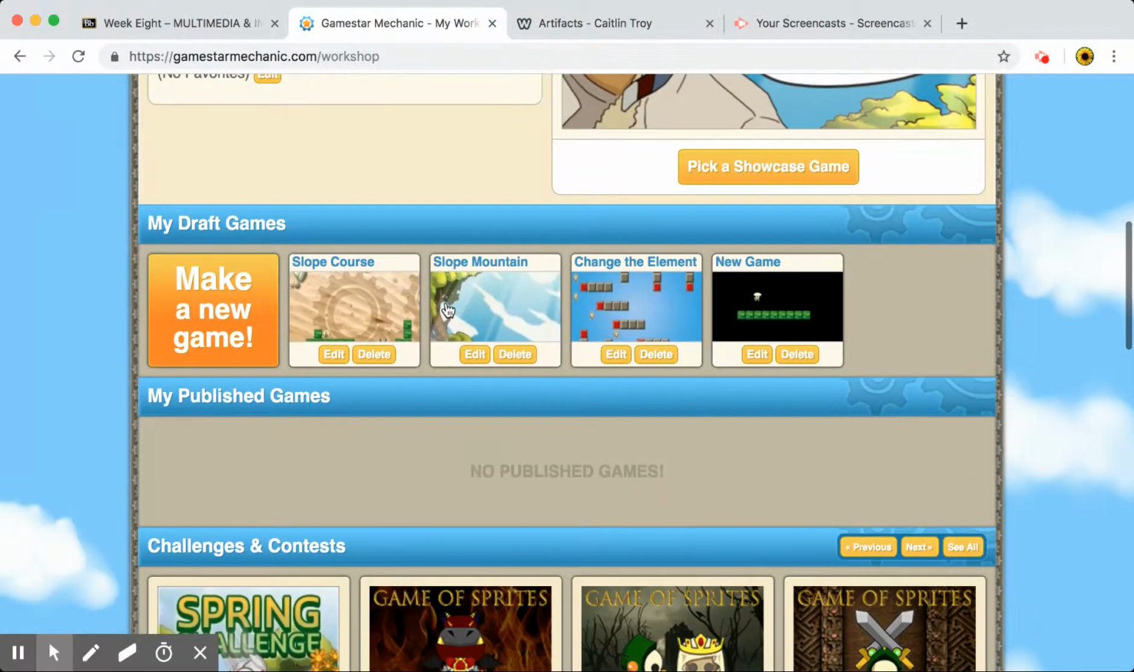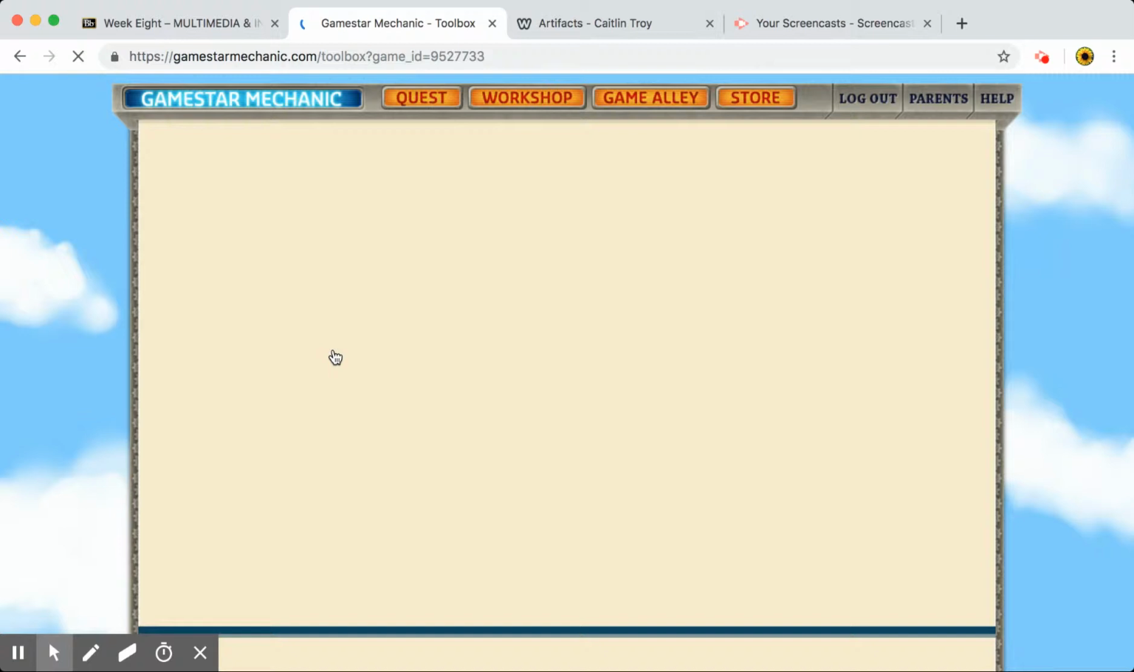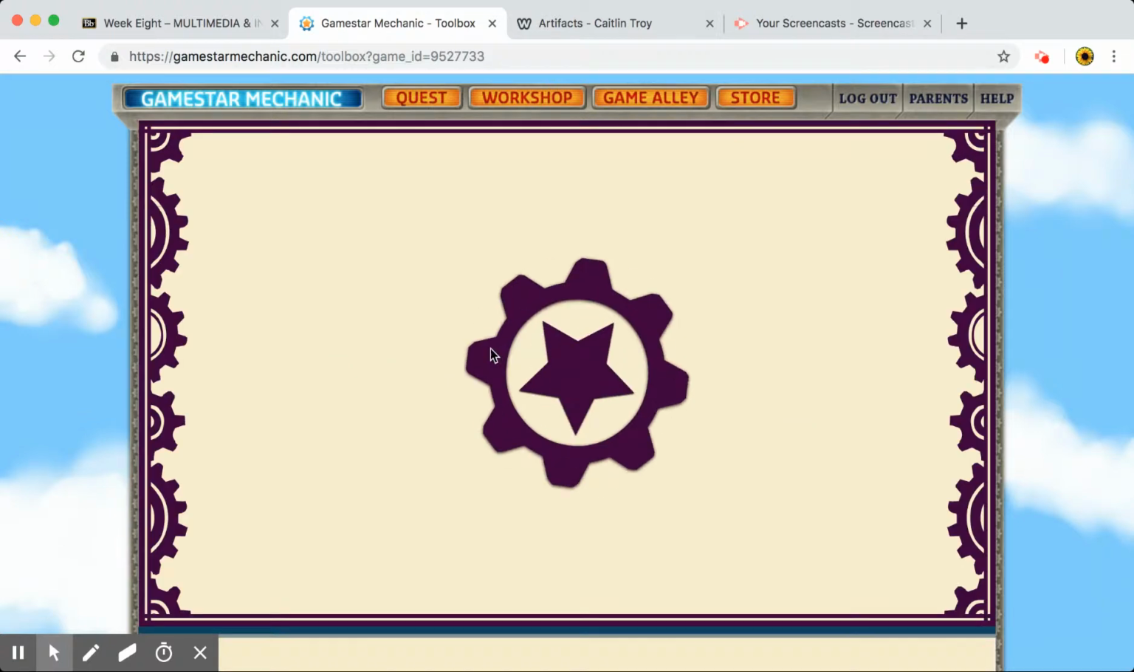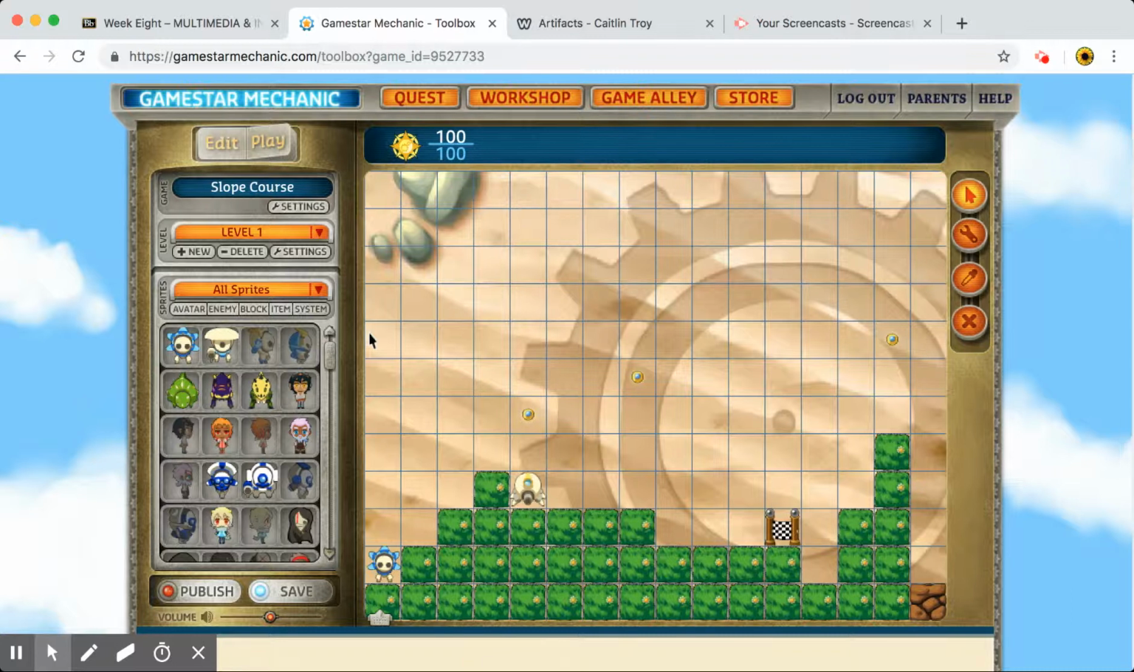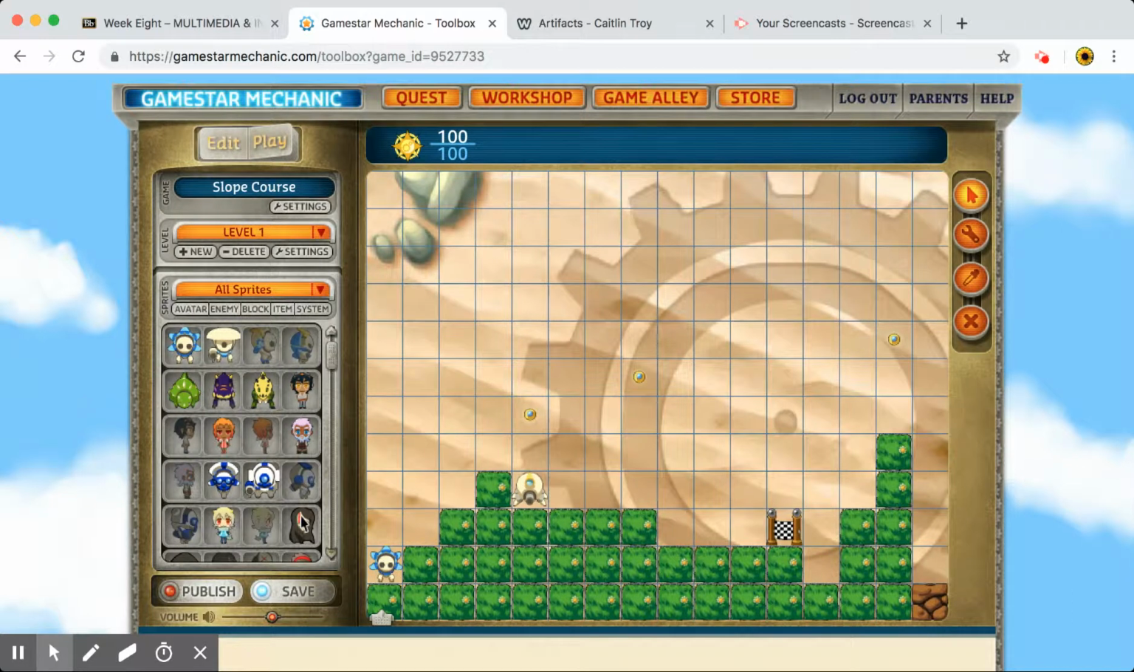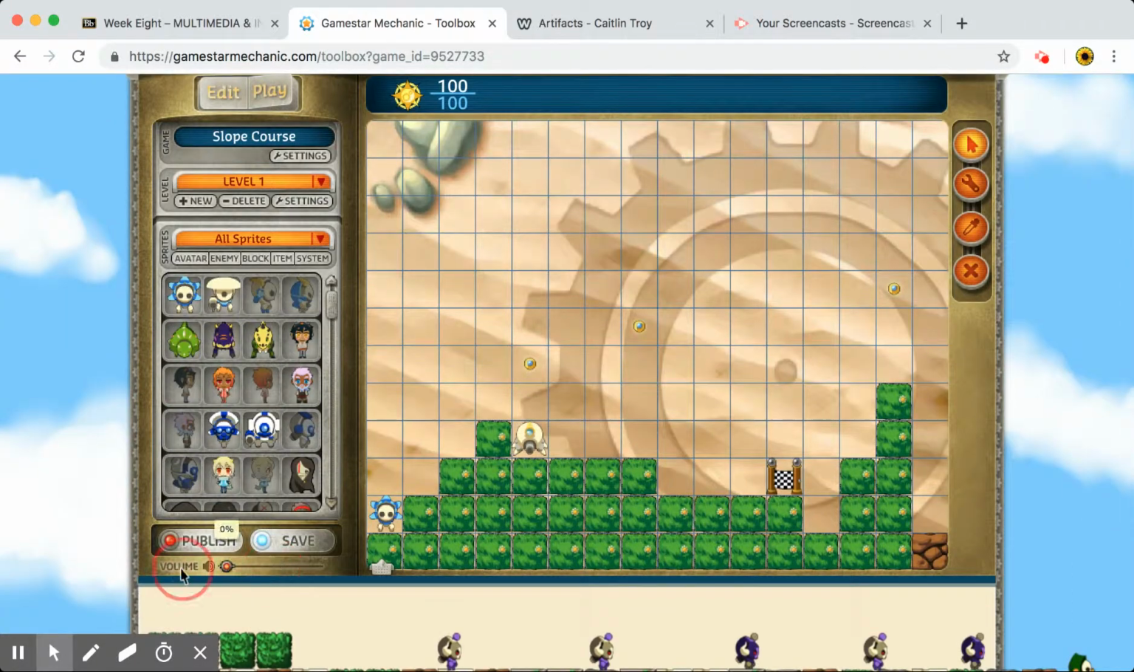So anyway, into my game. I titled my video game Slope Course. I believe that's the one. In this game, I created 2 levels. So I kind of envisioned this game being used for a couple different reasons.